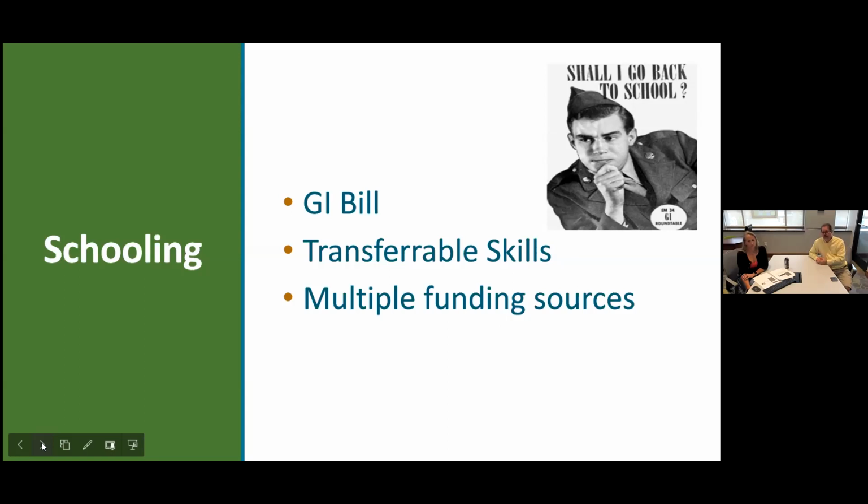And again, there's multiple funding sources. Kimberly will talk in the next slide about VR&E and the difference between the federal program, the VR&E, and the state VR program. And keep in mind that while one program might be able to pay for transportation and travel, they might not be able to pay for schooling or books, whereas the other program can pay for schooling and books, but they can't pay for transportation.